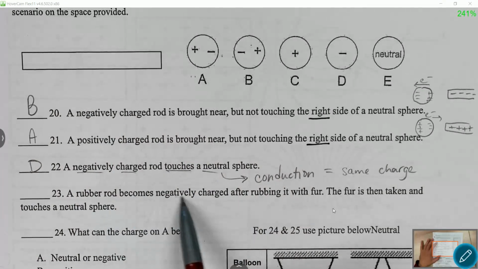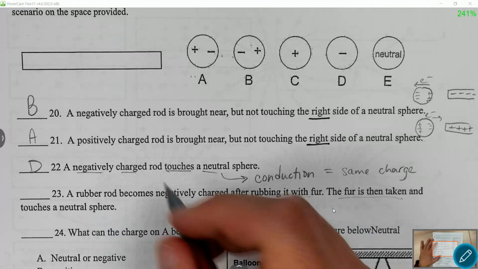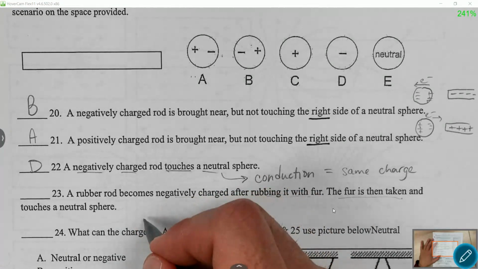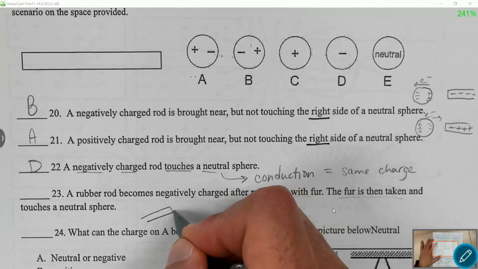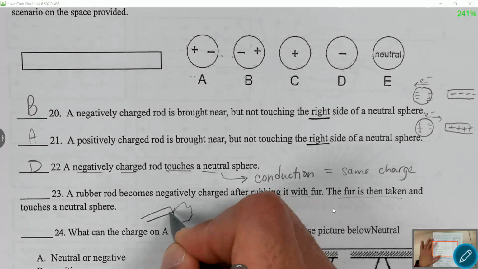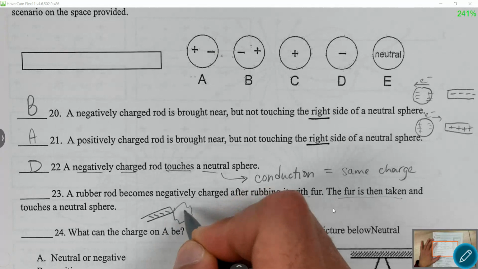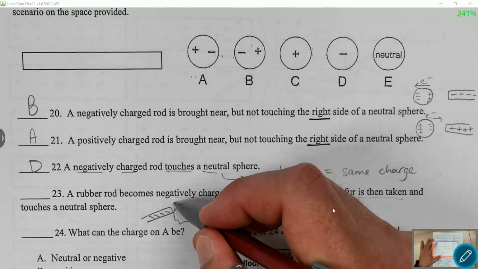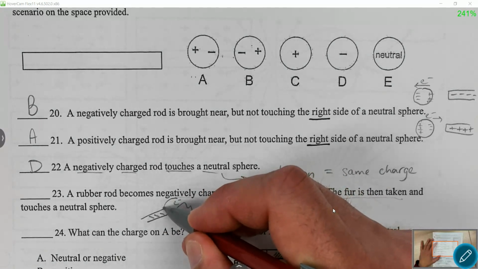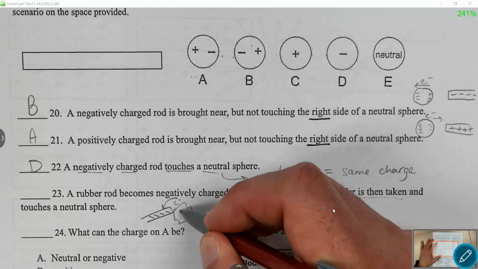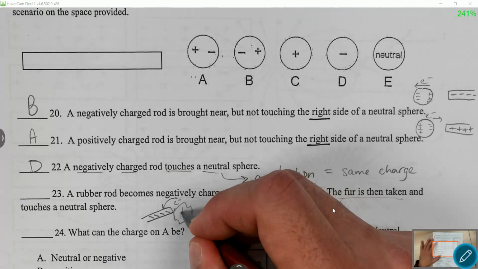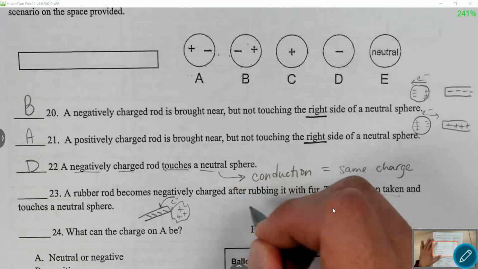Okay, this one's a little tricky. Rubber rod becomes negatively charged after rubbing it with fur. The fur is then taken and touches a neutral sphere. So the rod touches this fur. They rub together. The rod becomes negatively charged because it takes electrons away from the fur. If it takes electrons away from the fur, what's going to be the charge on the fur? It's going to be left positively charged.